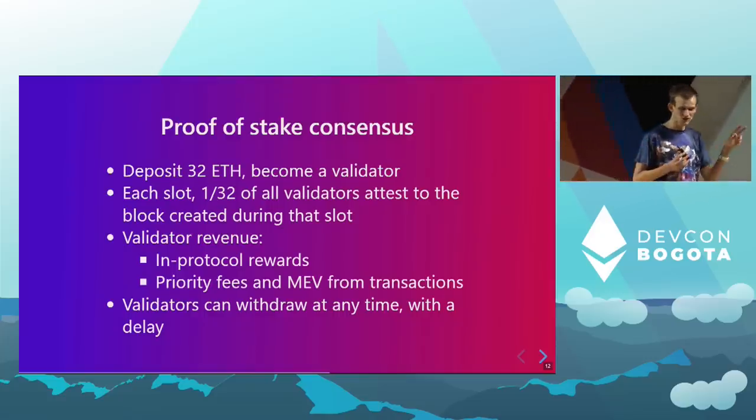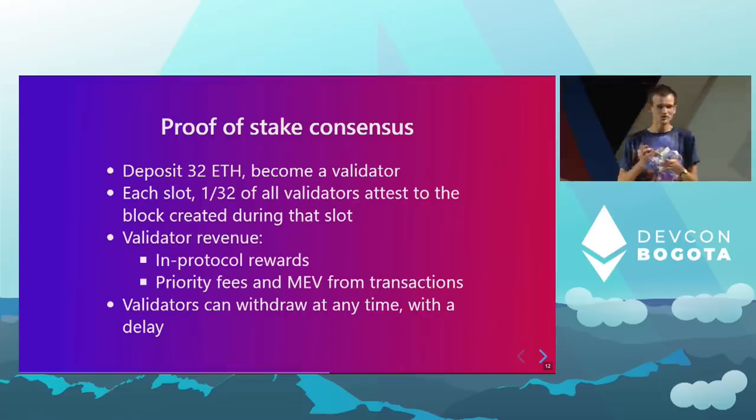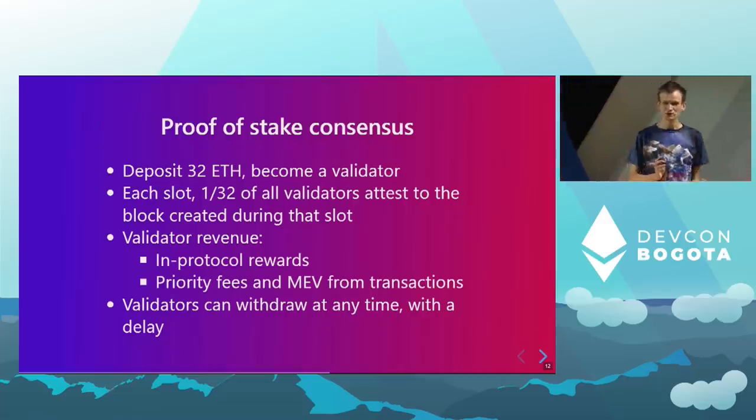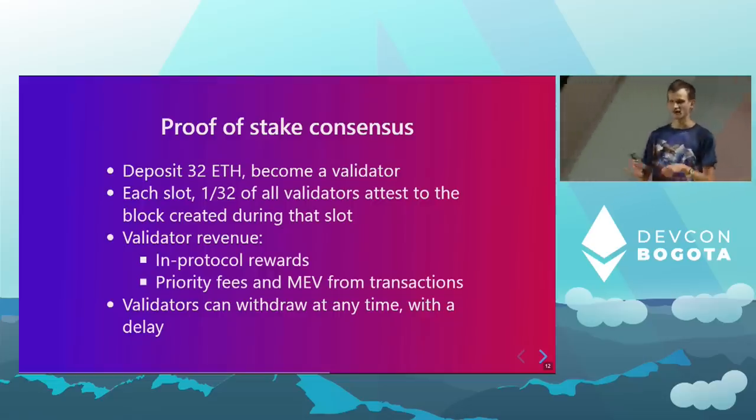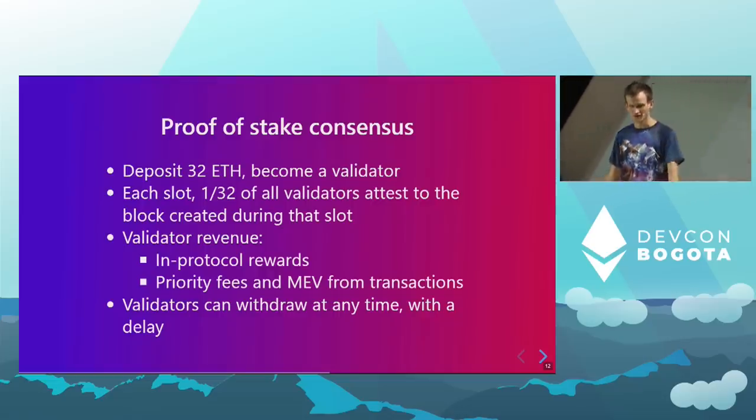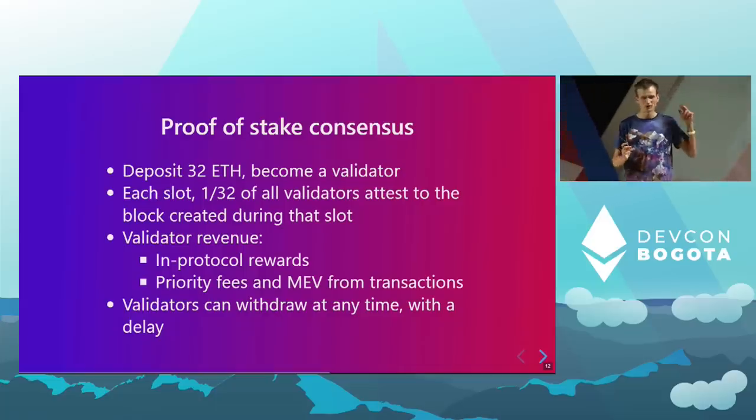The validators get revenue, right? So why would you stake? Well, you get two kinds of rewards. You get in-protocol rewards, so you get automatic rewards for creating blocks, creating attestations, doing all of the good things. You also get priority fees and MEV from transactions. So you get revenue in two ways.